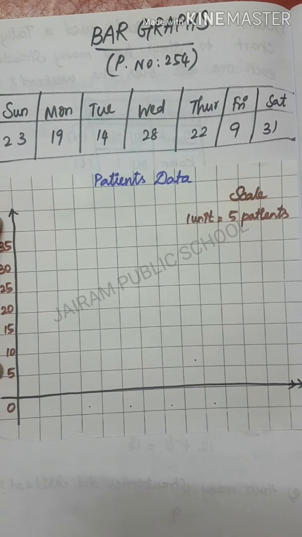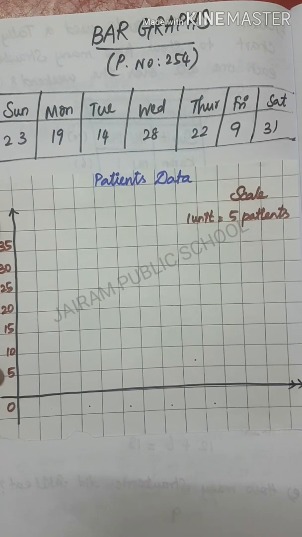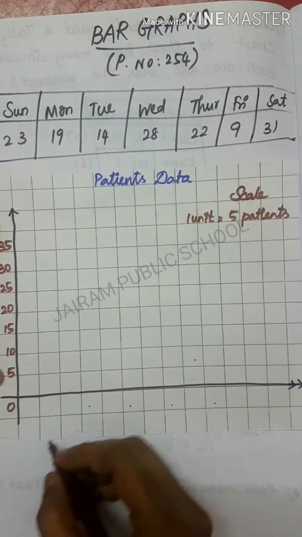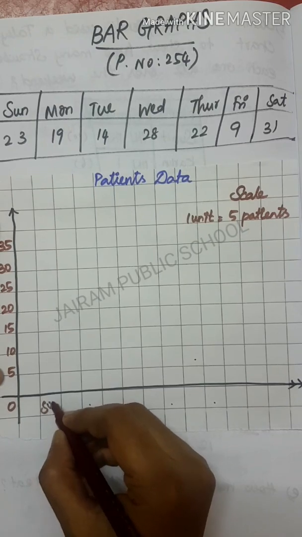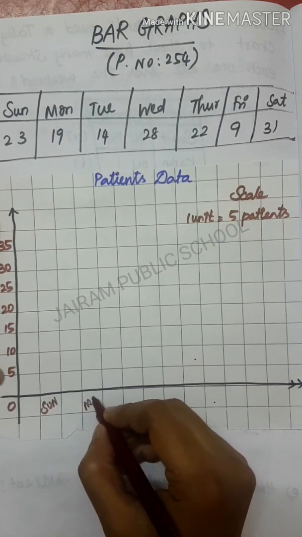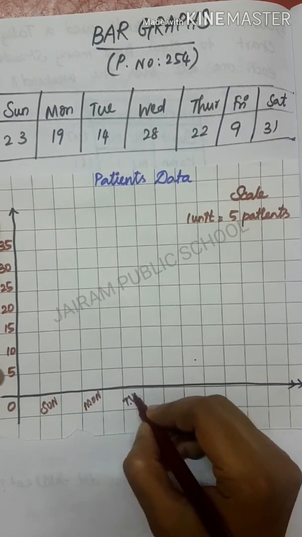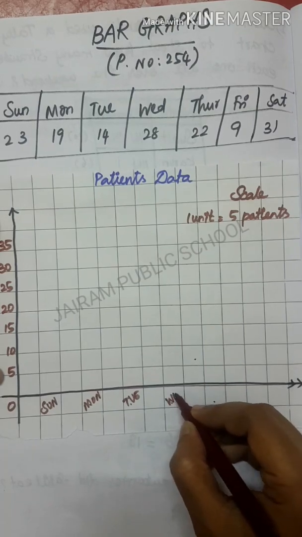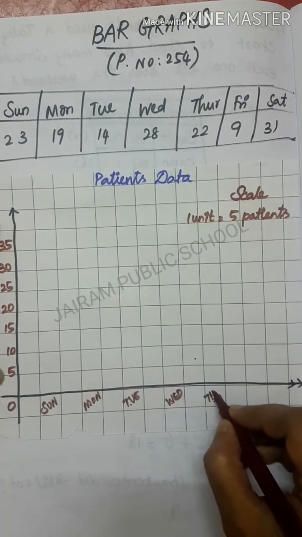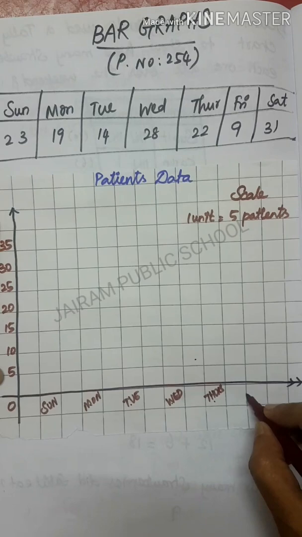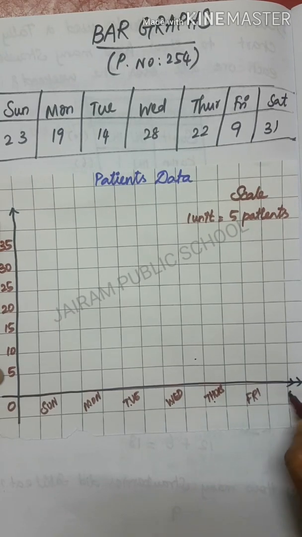So now we are going to represent the number of patients using the bar graph. In the horizontal line we have to take the 7 bars for 7 days. So this is Sunday, Monday, Tuesday, Wednesday, Thursday, Friday and this is Saturday.